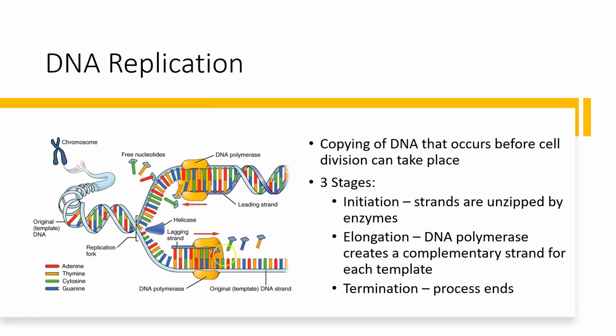There are 3 stages. The first thing you have to do is unzip those double strands so you can access the individual nucleotides to replicate them. This occurs through an enzyme called helicase.